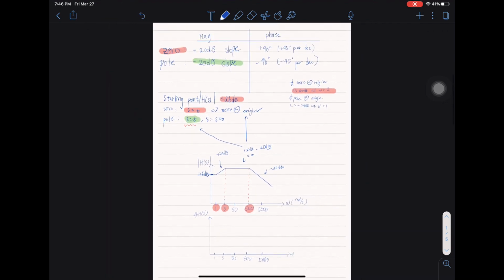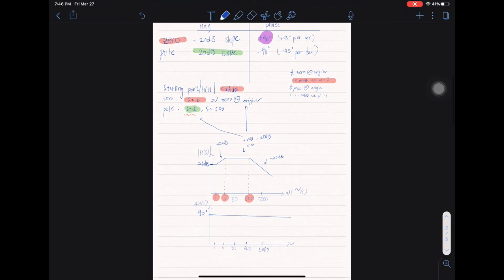So for the phase plot, we do the same thing again. But now we notice that if we have 0 at origin, I will use purple. A 0 at origin will have positive 90 degree. That's why at this point, let's say 90 degree, you will have a straight line. But that's not the final answer because you have 2 more poles, right? At 5 and at 500. So what you want to do, it's say 45 degree. Let's say this is 0, and then you have negative 45 degree and negative 90 degree.